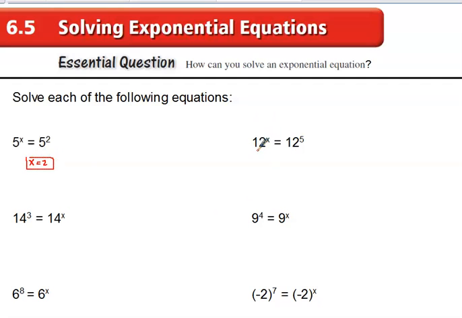Here the bases are the same. I have a 12 and a 12, which means the exponents must be the same, so there must be a 5 here in order to make the left and the right hand sides the same, which means that x has to equal 5.